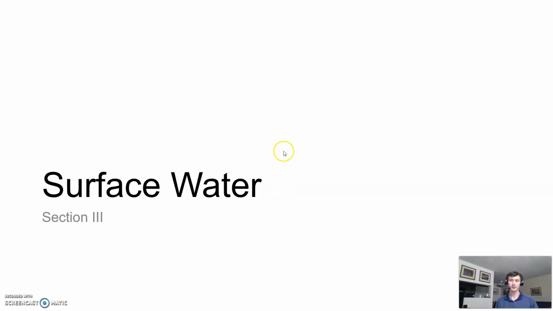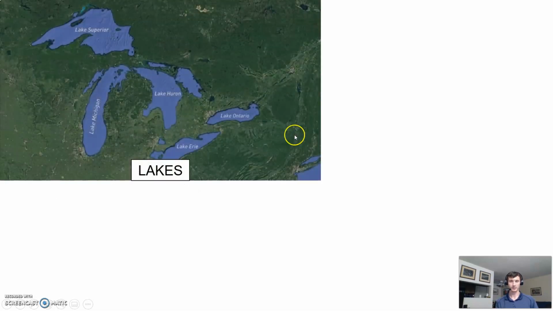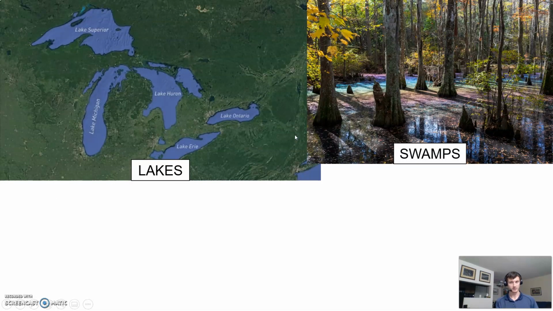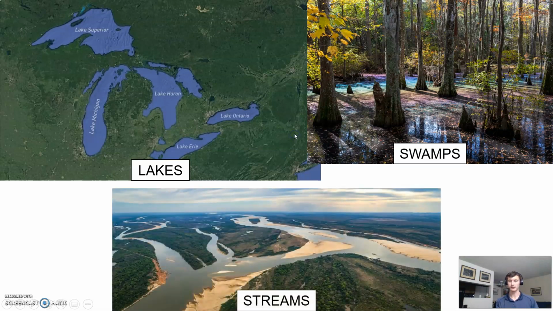Hello everybody. For this section, we're going to be talking about surface water in a little bit more detail. So, what are we talking about when we say surface water? We mean lakes, places like swamps, and streams. And we'll cover this a little bit, but for the most part, the ones that are geologically the most interesting and the most active are the streams.